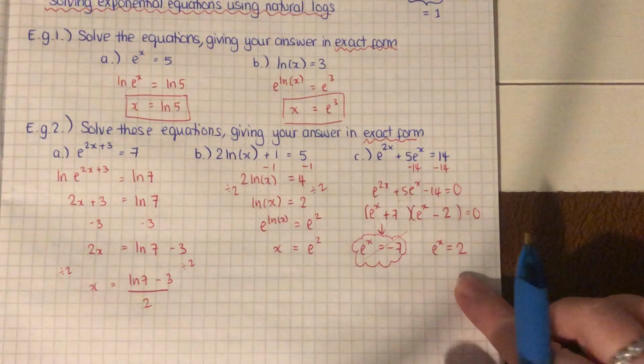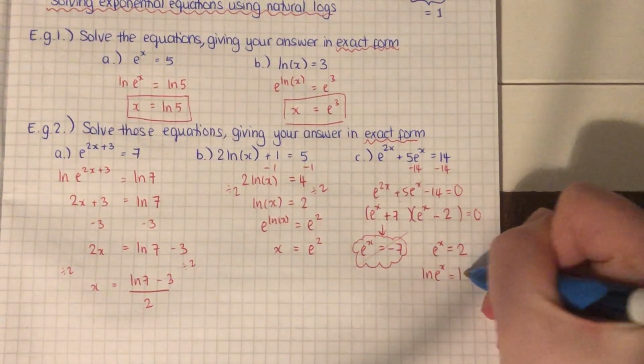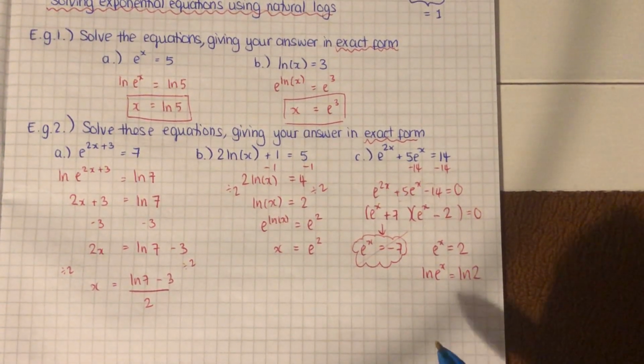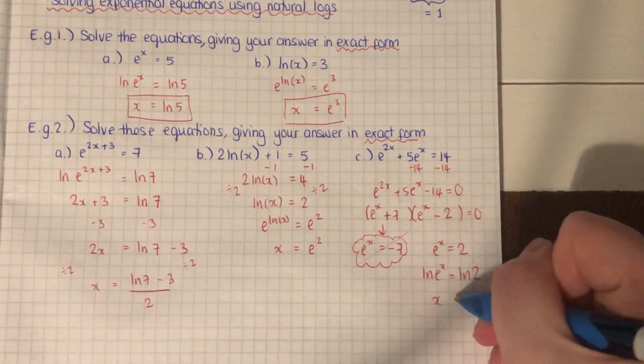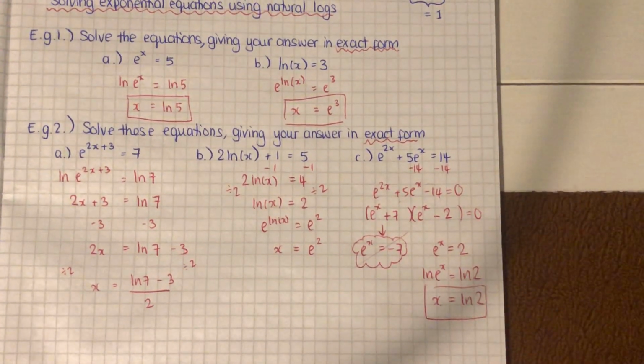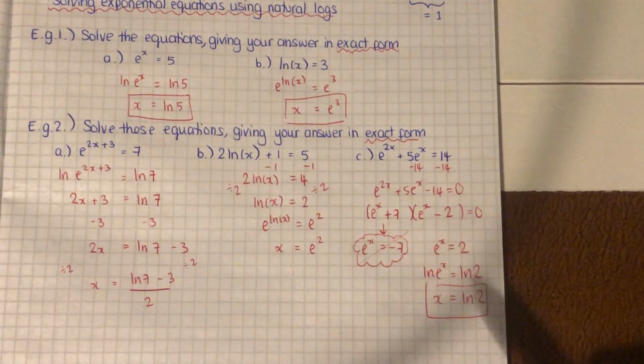But this one we can, so we take lns of both sides. And again, the ln and the exponential cancel out, so you will be left with just x equals ln 2. So we only get one solution out of that one. So just be really careful that you watch out for those little issues.